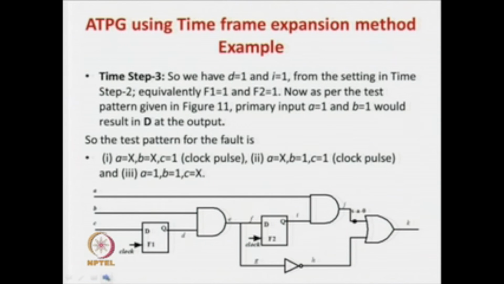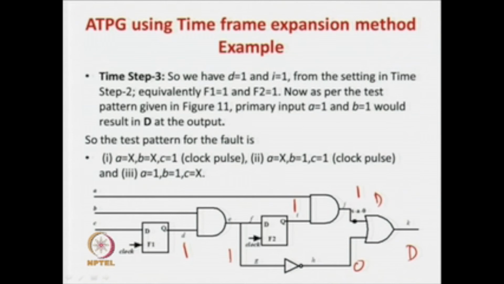And at time step 3, finally you have to apply the clock pulse and you will be done. You are getting a 1 over here and a 1 over here, which was already done in the first 2 steps. So now what do we require? We require a 1 over here, so that you will get a D, then you have to propagate; this should be a 0 and this should be a 1. And you can do the testing.